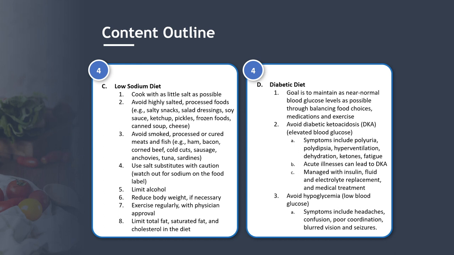The diabetic diet. The goal is to maintain as near normal blood glucose levels as possible through balancing food choices, medications, and exercise. Avoid diabetic ketoacidosis, DKA, or elevated blood glucose. Symptoms include polyuria, polydipsia, hyperventilation, dehydration, ketones, and fatigue. Acute illnesses can lead to DKA. Managed with insulin, fluid and electrolyte replacement, and medical treatment.